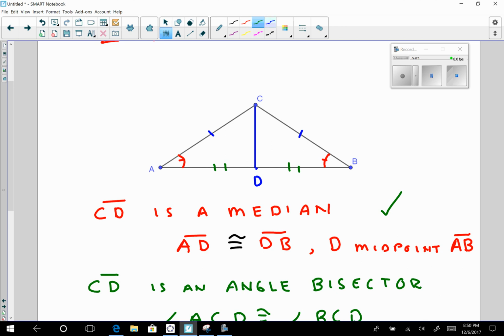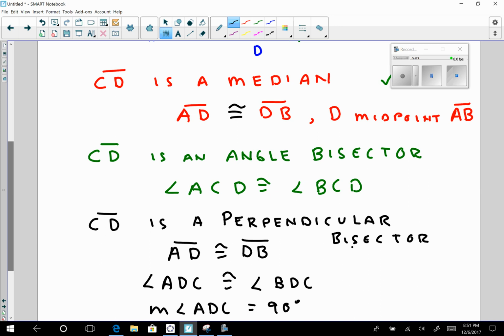How could we prove that? We could easily prove that by looking at triangle ADC and triangle BDC. They're congruent triangles by side, side, side. Therefore, these corresponding angles are congruent. Therefore, CD is an angle bisector where angle ACD is congruent to angle BCD.